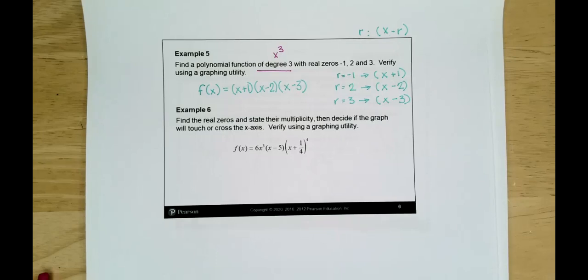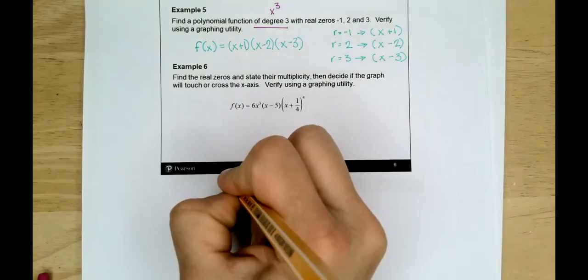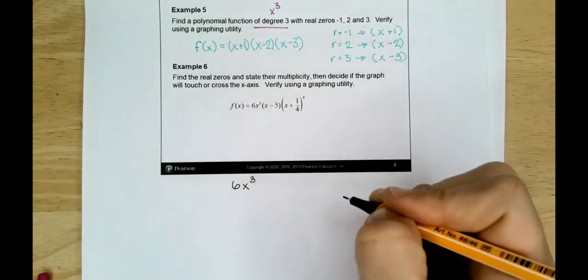Okay. For example 6, it asks us to find the real zeros and state the multiplicity, decide if the graph will touch or cross the x-axis, and then also verify. So we have 3 terms here. We have the term 6x cubed.